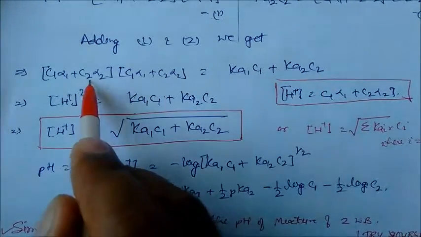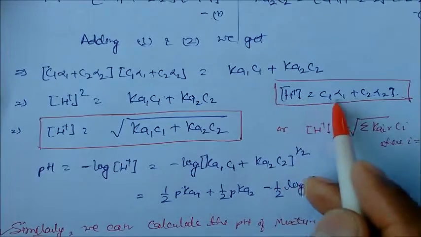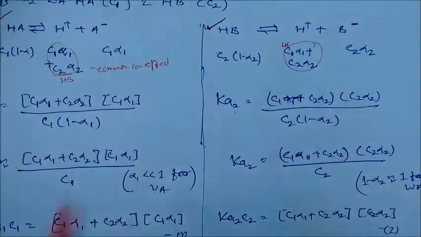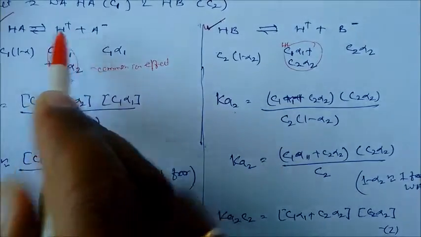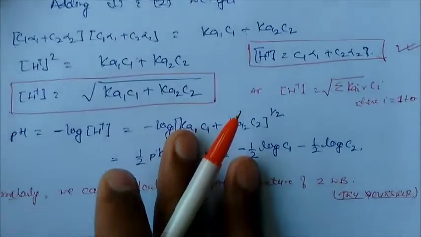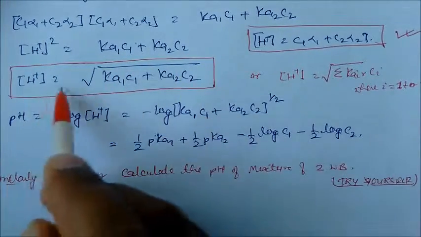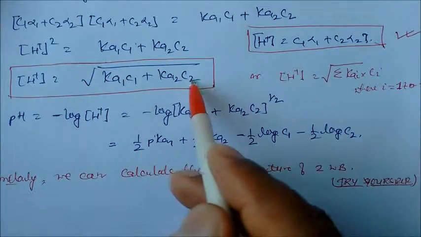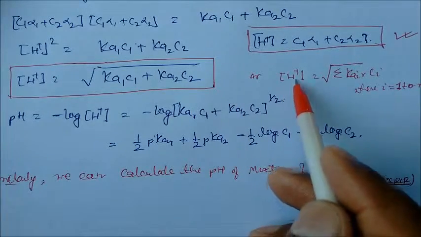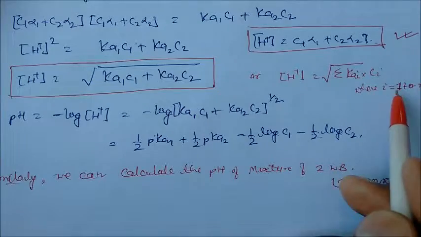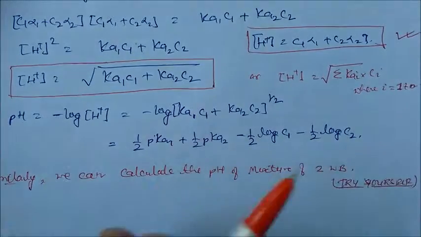So this is nothing but the H plus times C1 alpha 1 plus C2 alpha 2. So if you remember, as you can see here, C1 alpha 1 plus C2 alpha 2 is nothing but the H plus. So same thing here: H plus squared equal to K1 C1 plus K2 C2. If you take the square root, you will get again the same value. Or we can write H plus equal to the square root of the summation of Ki Ci where i is equal to 1 to n.